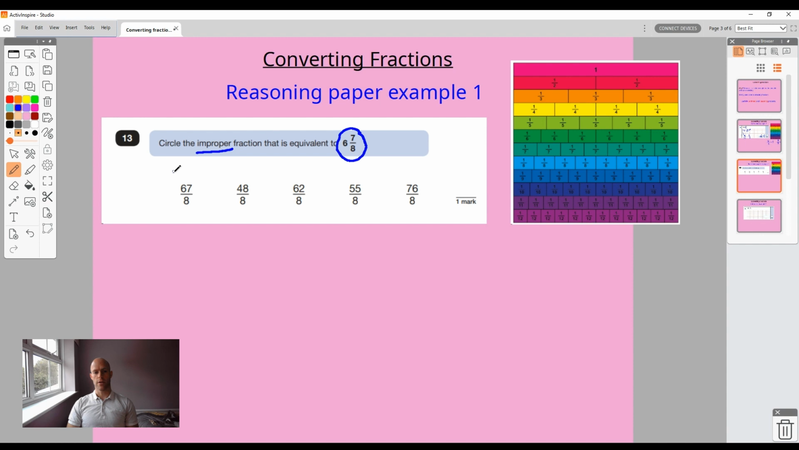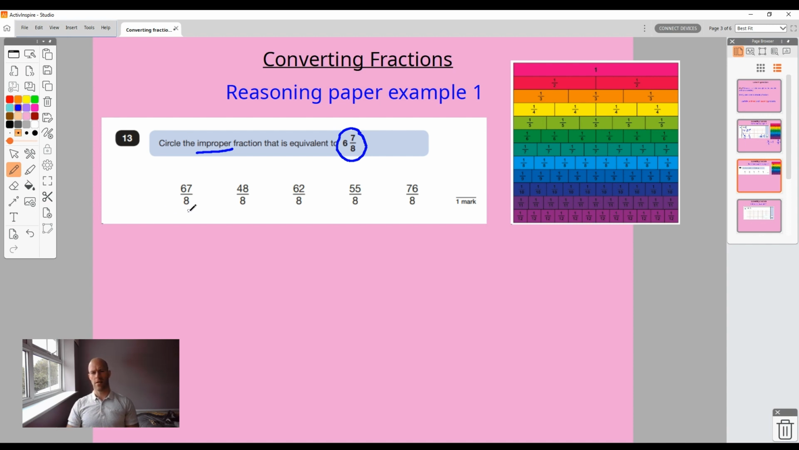An improper fraction is any fraction where the numerator, the number on the top, is bigger than the number on the bottom. So all of these are improper. What I would strongly suggest you do is, when you get a question like this, don't look at the available answers. You don't want to be led by anything without actually doing the calculations for yourself.